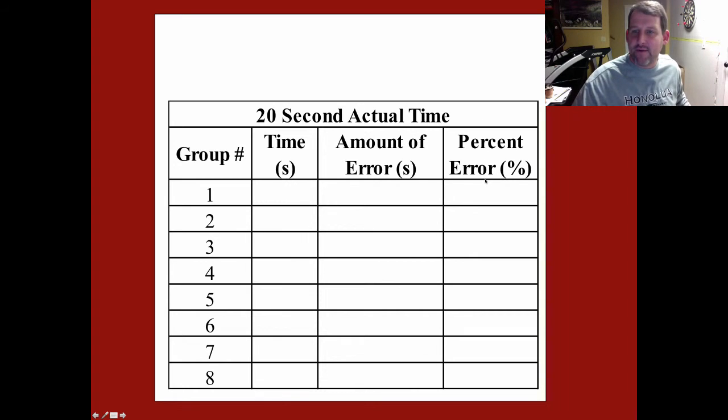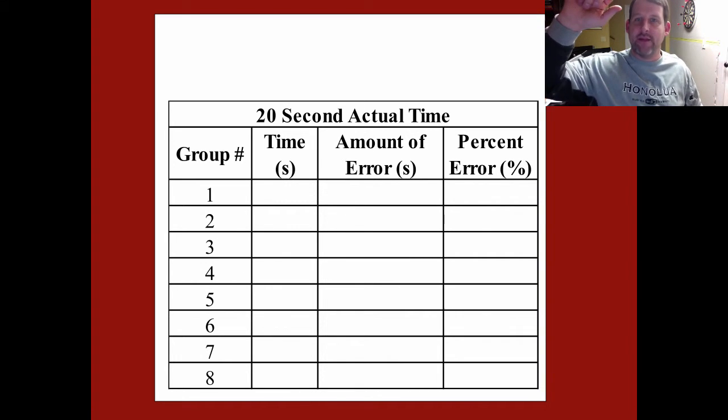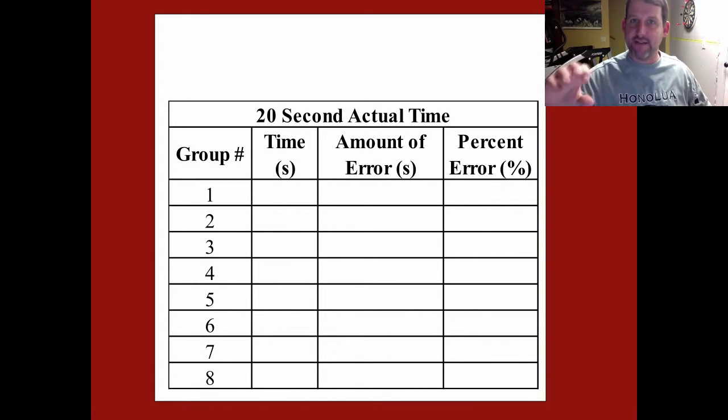Notice that the percent error, though, started out as high percent errors in the short times, in the 1.5 second times, and the percent error got less for the 5 second times, and even in the 20 second times, that percent error is next to nothing.